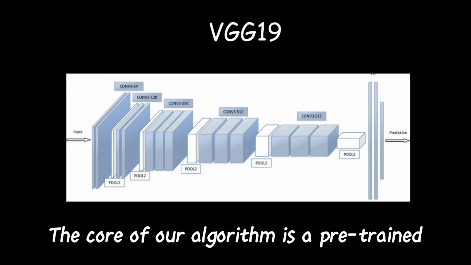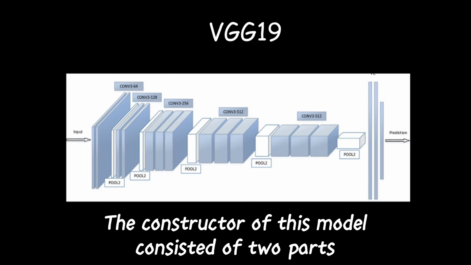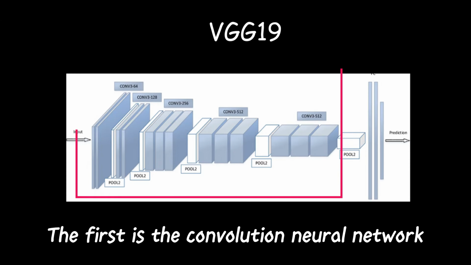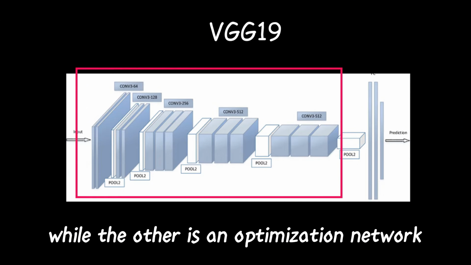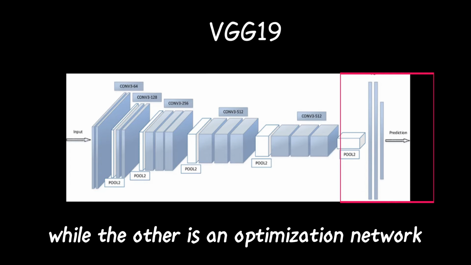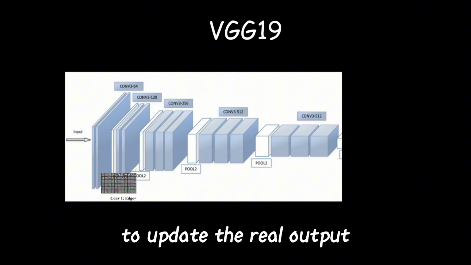The core of our algorithm is a pre-trained deep convolutional feed-forward neural network model. The construction of this model consists of two parts. The first is the convolutional neural network, which is used to extract the features, while the other is an optimization network which predicts the output and backpropagates gradients to update the real output.